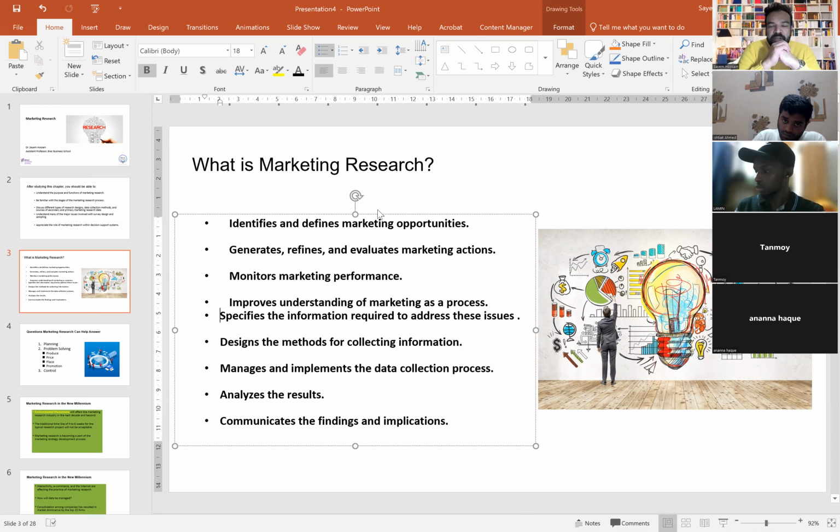in a nutshell, if we would like to define marketing research, we can say that marketing research is a systematic process of identifying, collecting, and analyzing marketing data to ultimately make effective marketing decisions. That's what marketing research is.